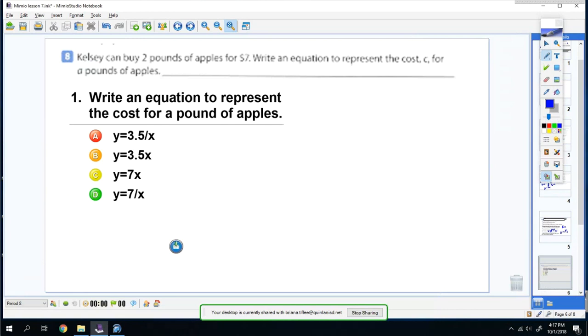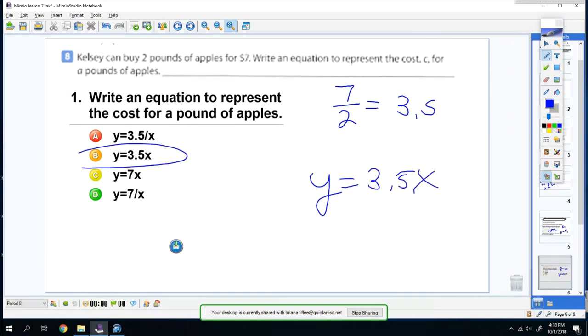Okay, Kelsey can buy 2 pounds of apples for $7. Write an equation to represent the cost. So what we're going to do is find the constant of proportionality. So it'd be 7/2, which is 3.5. Since I know my constant, my equation would be y is equal to 3.5x, which is B.